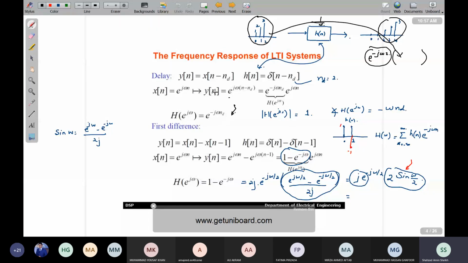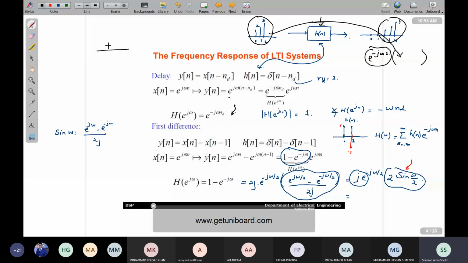In fact, you have done it before, just revise it, if you are interested in knowing the frequency response of this system, y of n is equal to x of n minus nd. The impulse response is h of n is equal to delta of n minus nd. So that's the delay we are introducing. I have asked the question about this from you as well. So that's the impulse response of the system.